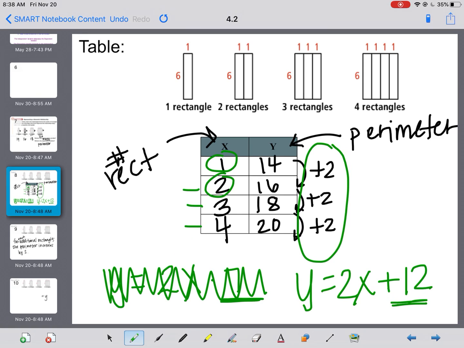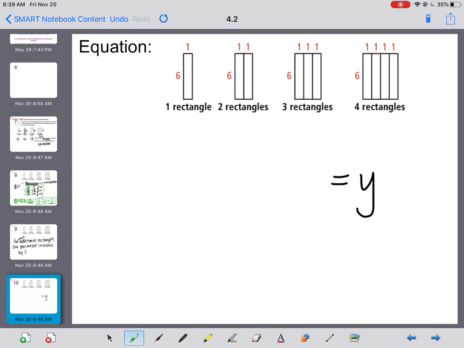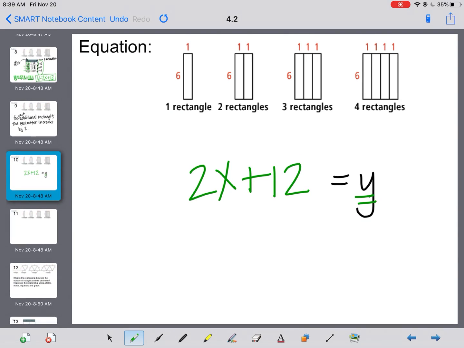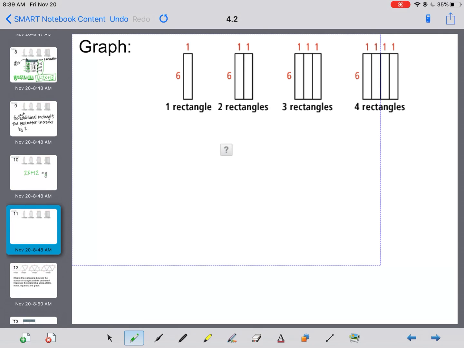So if I plug in a 2 here, 2 times 2 is 4, times 7 is 28. That doesn't get me what I'm looking for, so that won't work. Let's try the second option. 2 times 2 is 4, plus 12 does give me 16. Try 3. 2 times 3 is 6, plus 12 does give me 18. Try 4. 2 times 4 is 8, plus 12 does give me 20. So this is our equation. I'm going to write that back here on the slide: 2x plus 12 gives me my y, my perimeter.